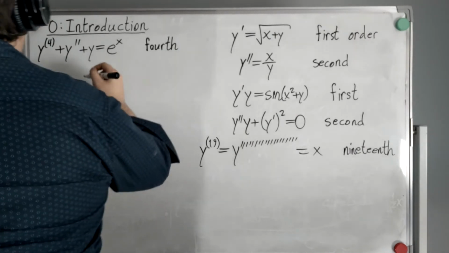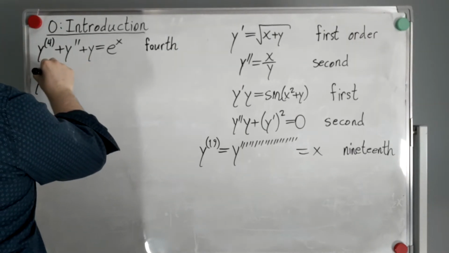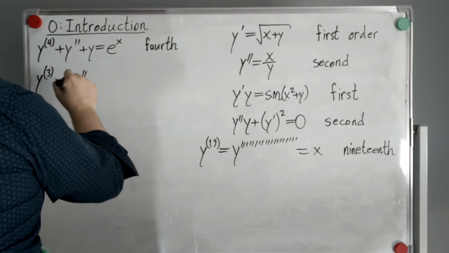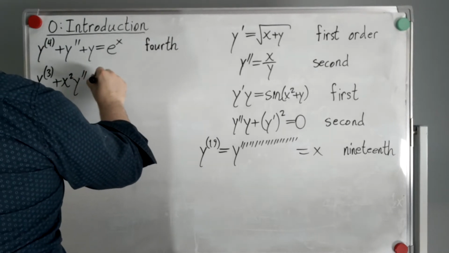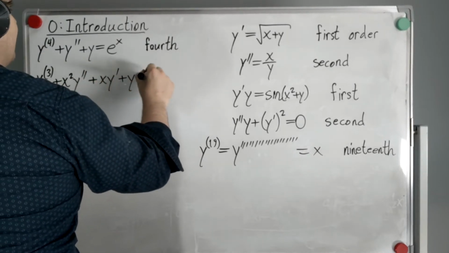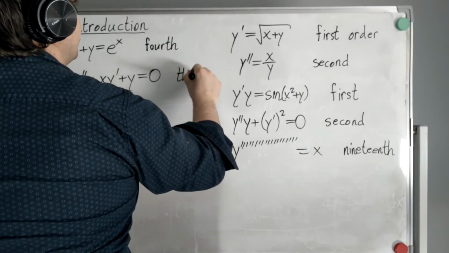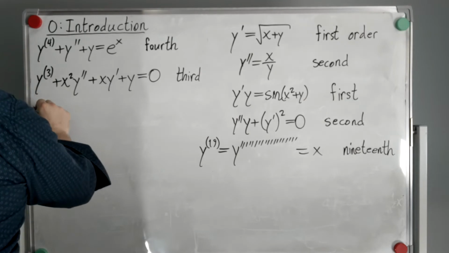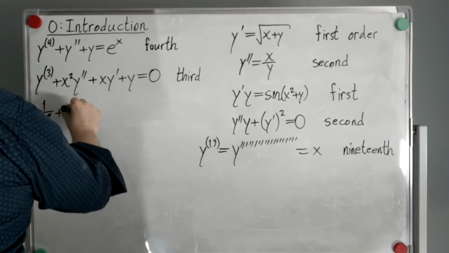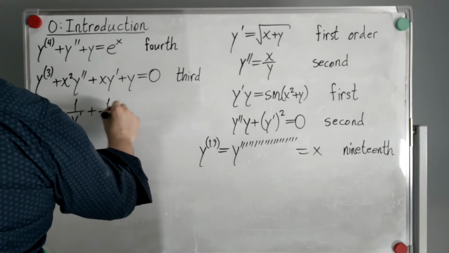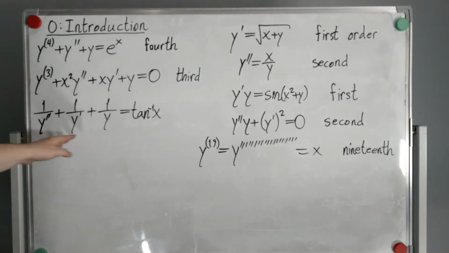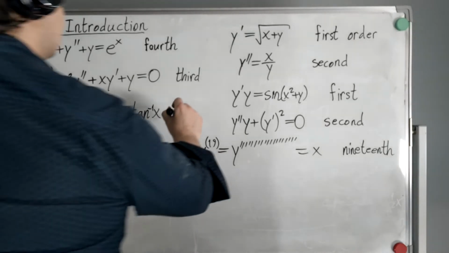You could have a third order differential equation that could look something like third derivative plus x squared second derivative plus x first derivative plus y equals 0. This is a third order ODE. You could have something crazy like 1 over y prime prime plus 1 over y prime plus 1 over y equals the arctangent of x. Again, the highest derivative being taken here is a second derivative, so this is a second order ODE.